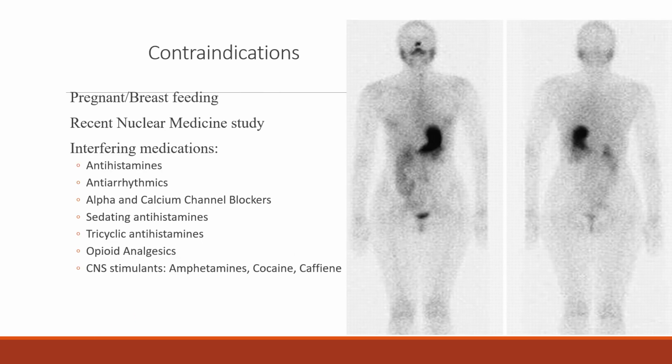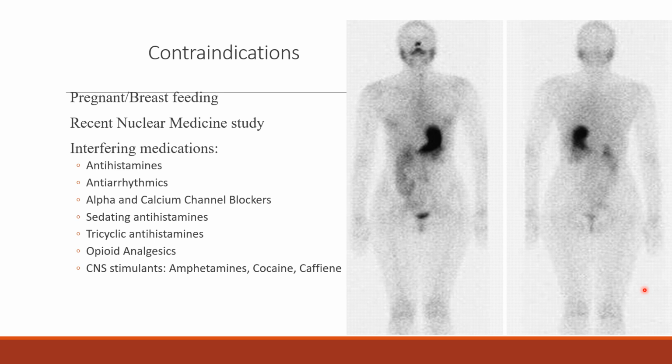So contraindications: pregnant or breastfeeding, recent nuclear medicine study, interfering medications. There's a whole list of them. I just have a couple of them here: antihistamines, antiarrhythmetics, alpha and calcium channel blockers, sedating antihistamines like Benadryl, tricyclic antihistamines, opioids, CNS stimulants, amphetamines, cocaine, and caffeine. So that pretty much eliminates all your illegal or recreational drugs. Those would all interfere with it.